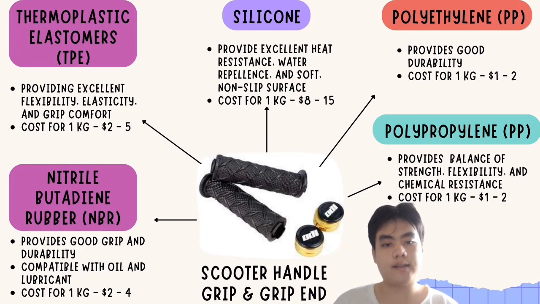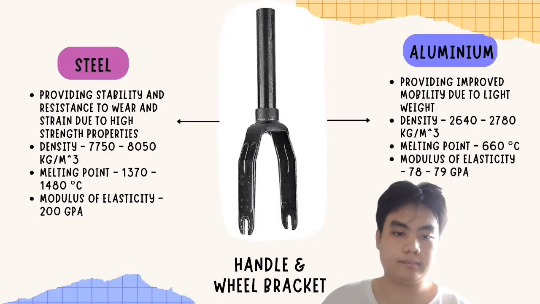Next is silicone, with excellent heat resistance, water repellence, and a soft, non-slip surface. Silicone is available at $8 to $15 per kilogram. Next is polyethylene. Providing good durability, polyethylene is a cost-effective choice ranging from $1 to $2 per kilogram. Finally, is polypropylene, striking a balance between strength, flexibility, and chemical resistance. Polypropylene is priced between $1 to $2 per kilogram.